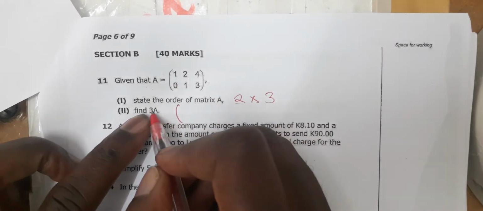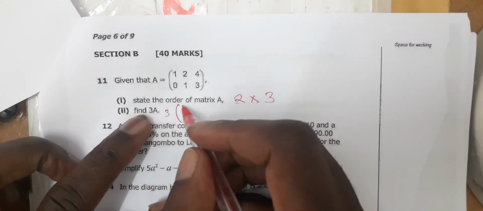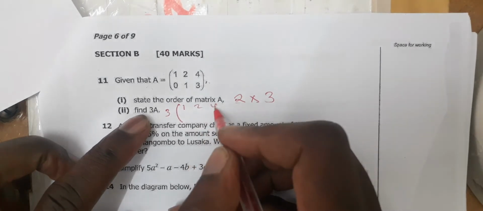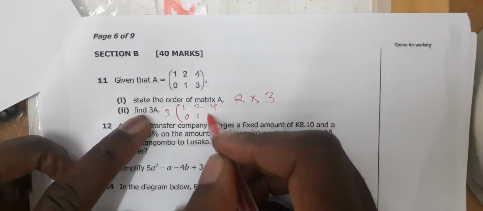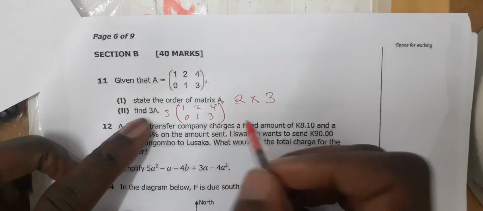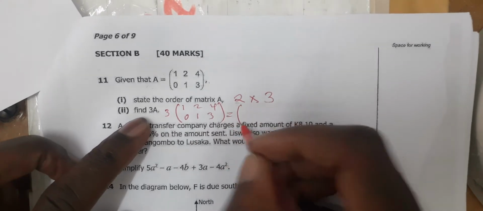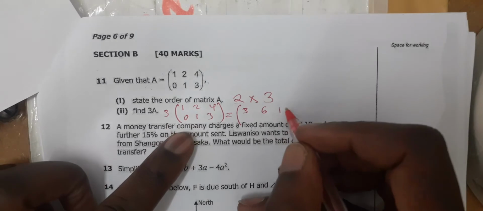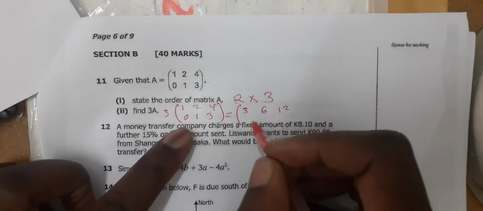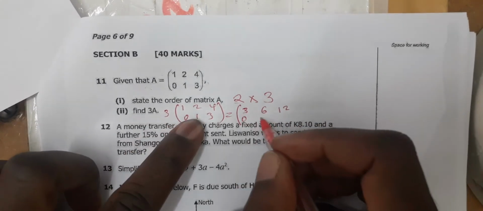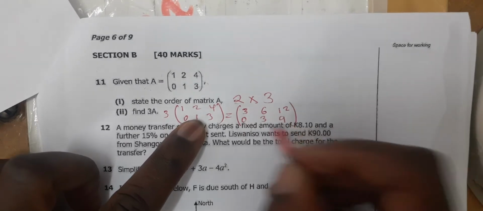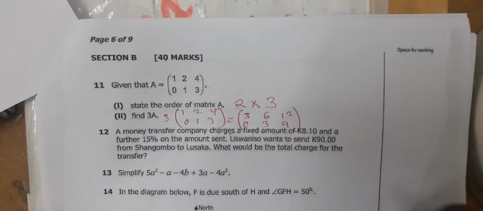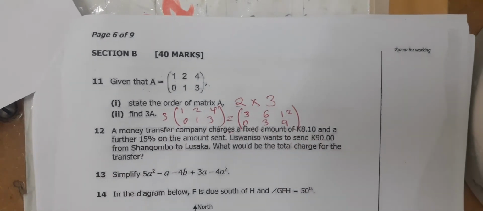So we're going to be saying 3, we have 1, 2, 4, 0, 1, 3. So you multiply everything by 3. What do you get? This will be 3. This will be 6. This will be 12. This will be 0. This will be 3. This will be 9. This is the answer here.